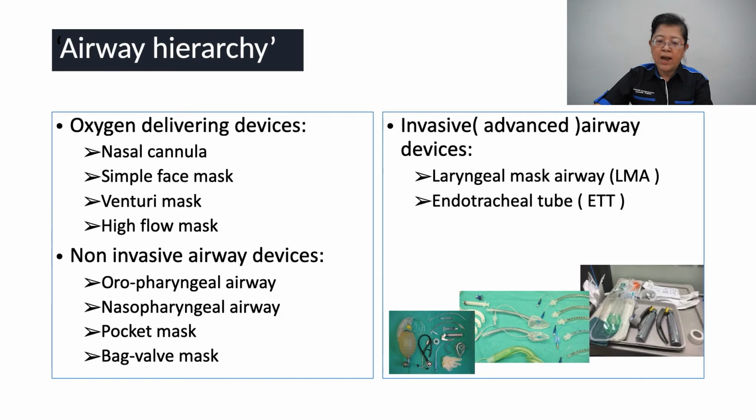What is the so-called airway hierarchy? When you give oxygen to the patient, you should know the oxygen delivering devices, for example, nasal prong, simple face mask, Venturi mask, and high flow mask. But when you need to give manual assisted ventilation, you should know the non-invasive airway devices such as oropharyngeal airway, nasopharyngeal airway, pocket mask, and bag valve mask. What are the invasive or advanced airway devices? Examples are laryngeal mask airway or endotracheal tube.